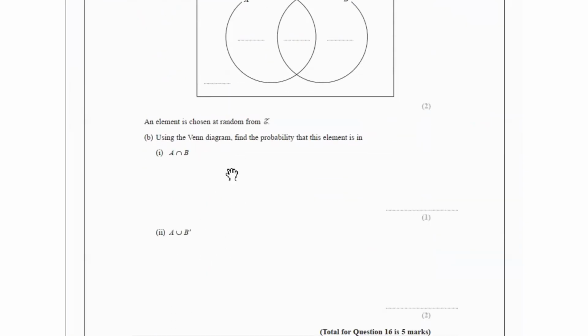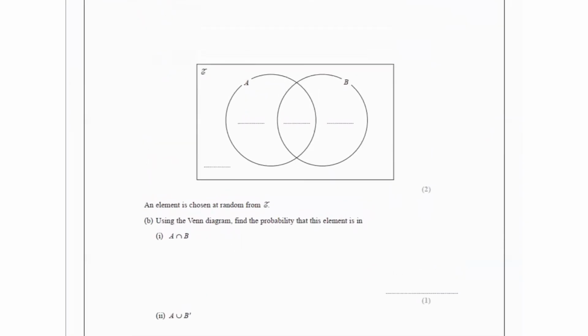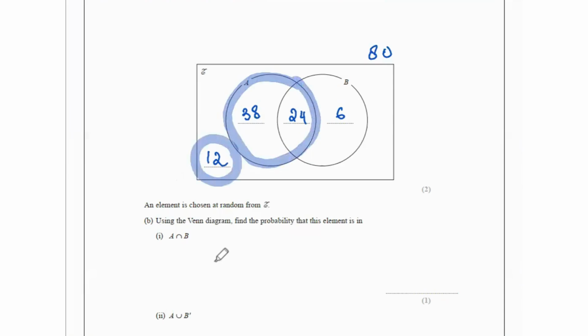Then it says A union B complement. So A union B complement means this and this. So that's 38 plus 24 plus 12 divided by 80, which is going to be 74 over 80. That is A union B complement.